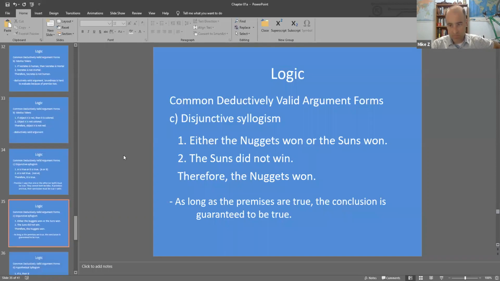So here's an example, right? Sports examples work well here. Specifically sports in which ties are not allowed. They just keep playing until one team wins. So that's true in basketball. So either the Denver Nuggets or the Phoenix Suns won the game. The Suns did not win the game, so therefore the Nuggets won the game, right? So pretty straightforward kind of argument form.